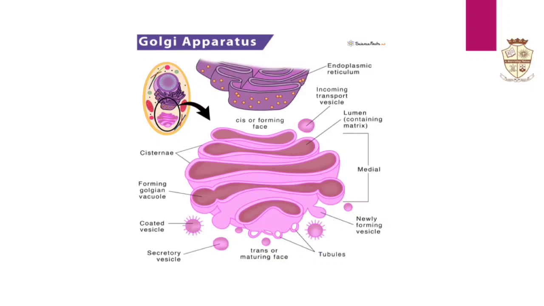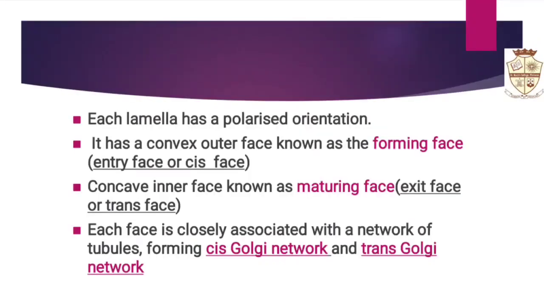Here we can see the incoming transport vesicle, lumen, newly formed vesicle, tubules, trans or maturing phase, and the cis or forming phase, cisterna, forming Golgi and vacuole, coated vesicle, secreted vesicle. Then each lamella has a polarized orientation.